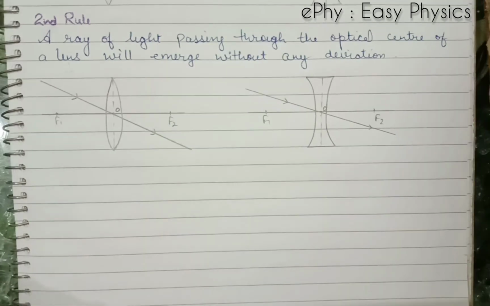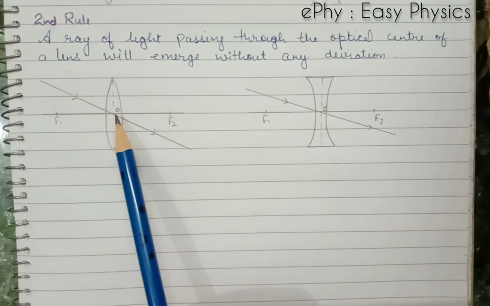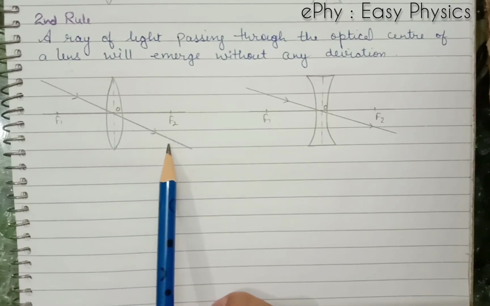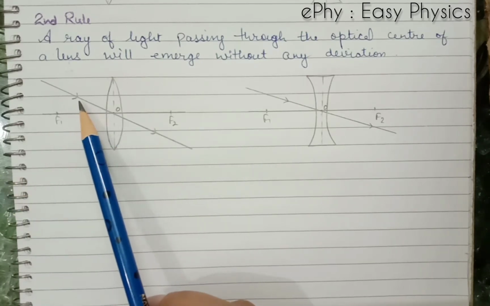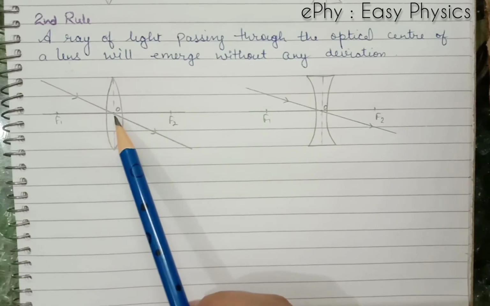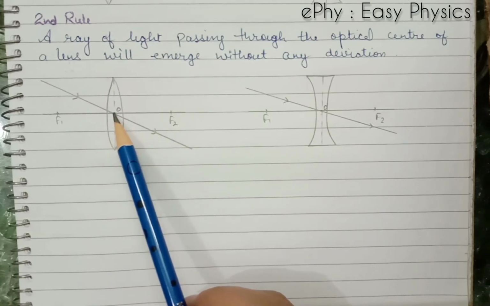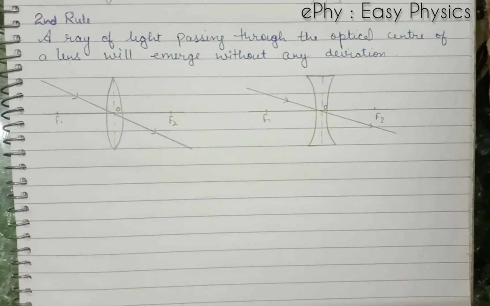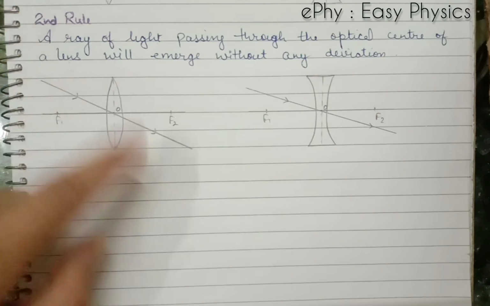I would also like to mention why it happens that this ray of light does not deviate. It is because this incident ray which is passing through the optical center is actually falling normally to the lens, and we know if any ray of light falls normally on any other medium, it goes undeviated. So this is the reason for this second rule.